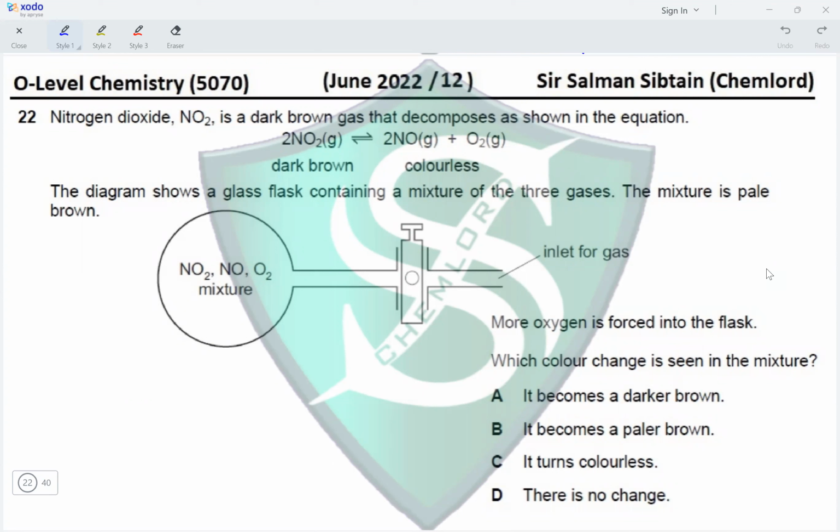Okay, so if more oxygen is forced into the flask, that means the concentration of the products is increasing. When the concentration of products is increasing, the reaction would be favored in the backward direction. The products are colorless, whereas the reactant is dark brown. So the dark brown gas will be produced in greater quantities. So option A, it becomes darker brown. Yes. Option B, it becomes paler brown. No. Option C, it turns colorless. No, because both these indicate the forward reaction being favored. And D, there is no change. No, there is definitely change. So option A is the correct option for this question.